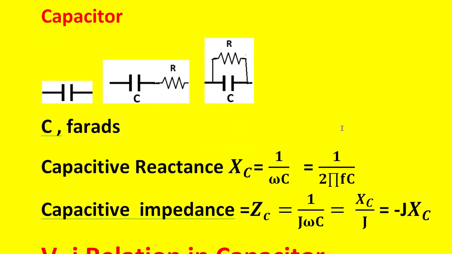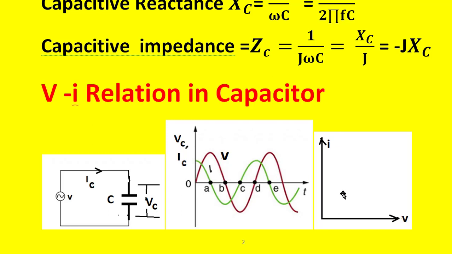Similarly, in a capacitor, the current leads the applied voltage by 90 degrees like this. This is the voltage vector, this is the current vector, and the current vector is leading the voltage vector by 90 degrees. And if you look at the phasor diagram, we can see here, this is the current vector leading the voltage vector by 90 degrees.